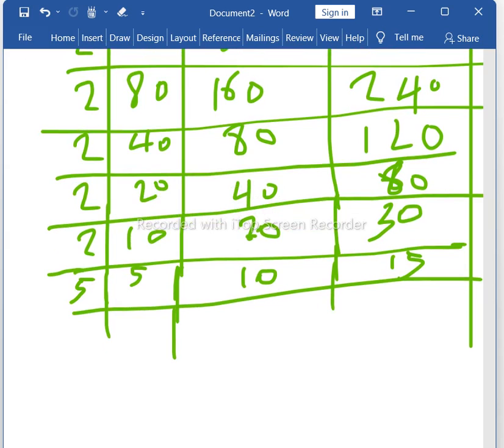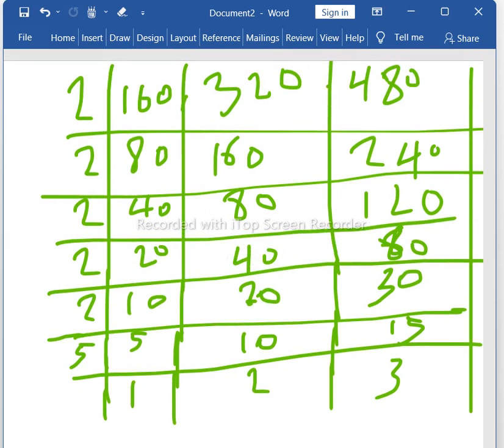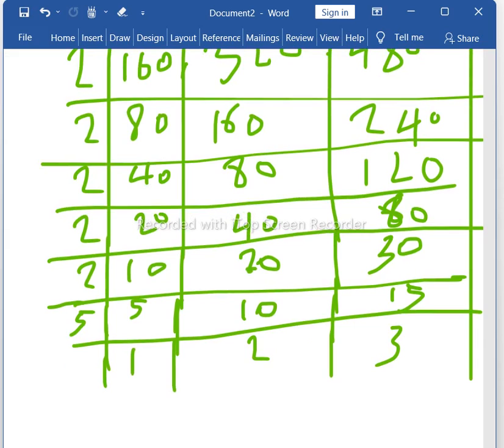When we divide, 5 by 5 is 1, 10 by 5 is 2, 15 by 5 is 3. So now we can stop here because there is no number that divides these three numbers simultaneously.